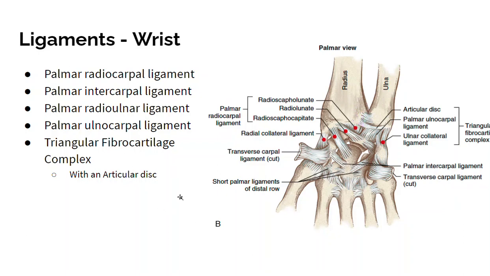We also have the triangular fibrocartilage complex, which has an articular disc at the bottom of the ulna, and then it has the palmar ulnocarpal ligament, so from the ulna to the carpals, and then the ulnar collateral ligament.